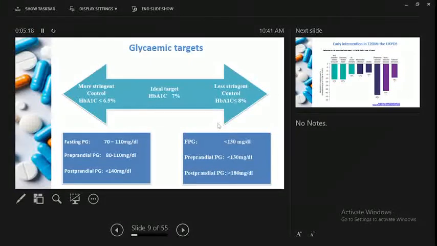I won't go through this. So it is the HbA1c target. The ideal target is 7%. In a patient like that, probably you can go to an HbA1c target of less than 7%, even probably 6.5%.